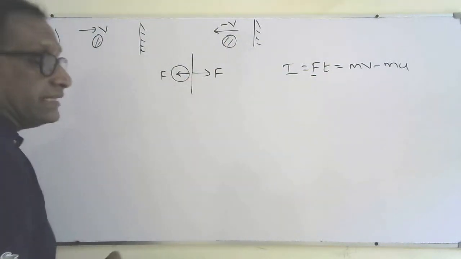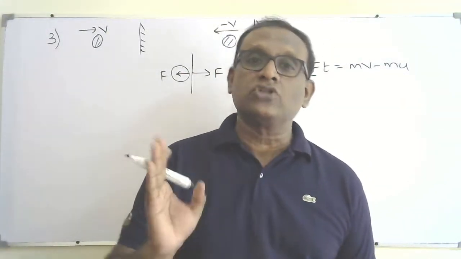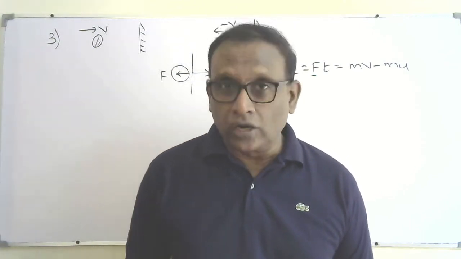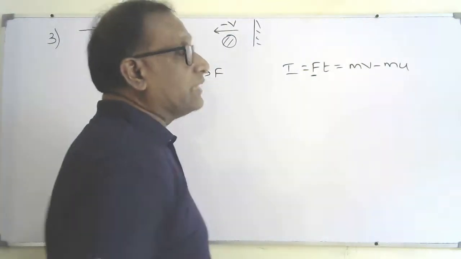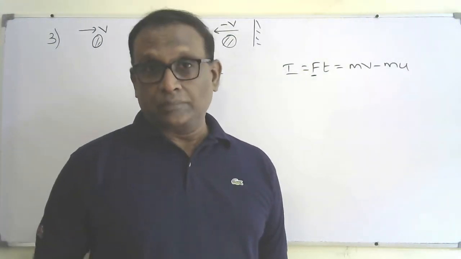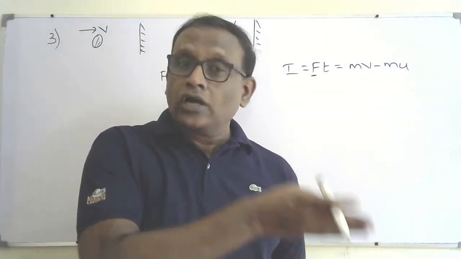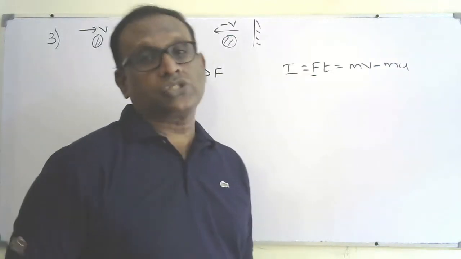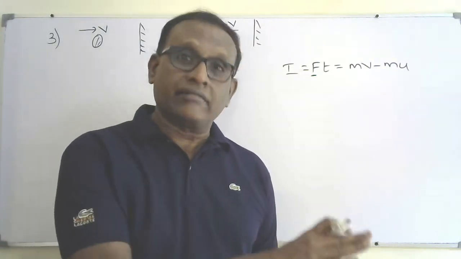Okay, so we can't find the impulse for the wall directly. We don't have any equation because the wall is not moving, but we can find the impulse on the ball. Because the ball is moving, we know the change in momentum of the ball. From that we can find the impulse for the ball. According to Newton's third law, the same force is acting on the wall for the same time period. So Ft will be the same for the wall also. So the impulse will have the same magnitude but opposite direction, which is towards right.